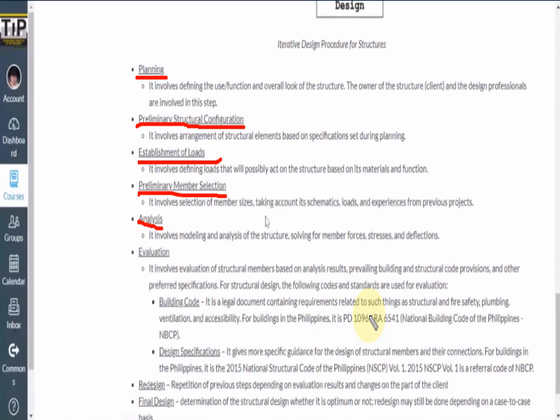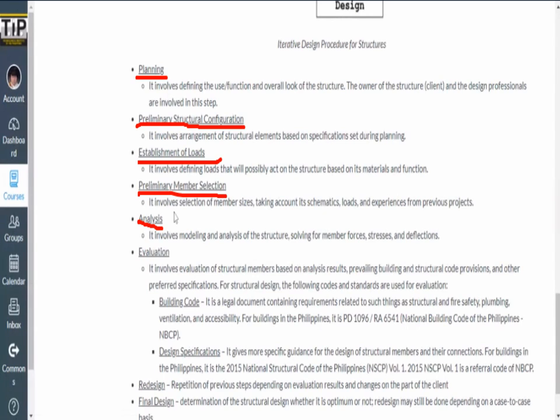So, as I have said earlier, you usually use software for this. However, it does not mean that if you run it using software, it is correct. You still need to check this manually, using the methods that I have said earlier, portal method, cantilever method, whatever method it is, or you can use the exact methods like slope deflection, moment distribution.